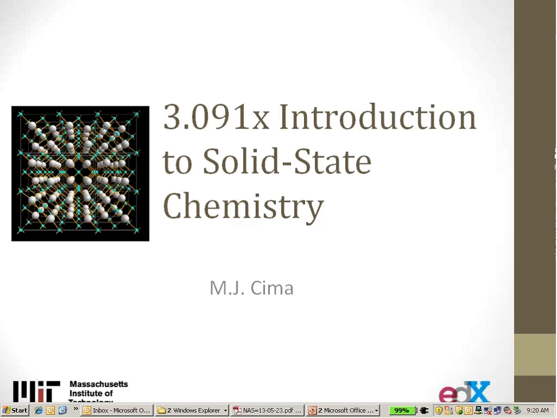I've been the instructor in charge for the past 2 years for a class called 3091. It's an Introduction to Solid-State Chemistry. The origin of the course is in the late 60s at MIT, where I think by the early 70s it became one of the GIR options, General Institute Requirement options for chemistry. So there are 2 ways you can fulfill your chemistry requirement at MIT. You can take solution-based chemistry, or you can take 3091.